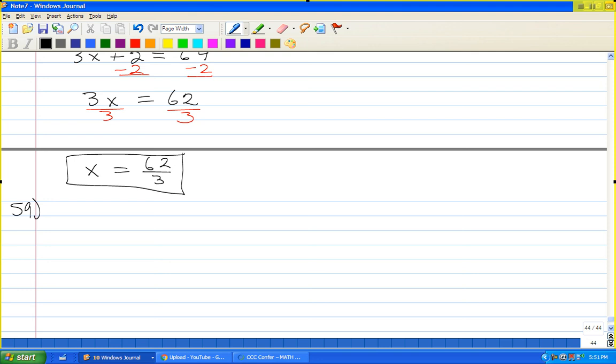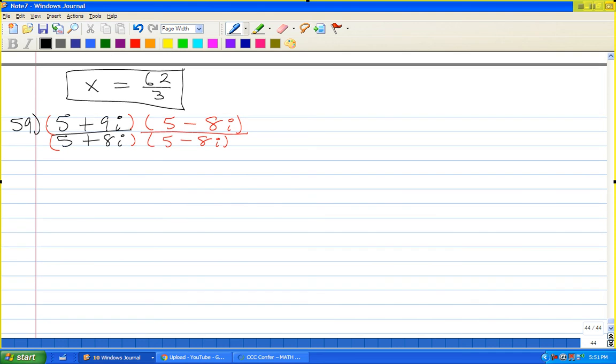Perform the indicated operations. Write the result in the form a plus bi. So 5 plus 9i over 5 plus 8i. So let's rationalize the denominator. So let me multiply and divide by the conjugate of the denominator, the complex conjugate, 5 minus 8i. And so I get 25 minus 40i plus 45i minus 72i squared.